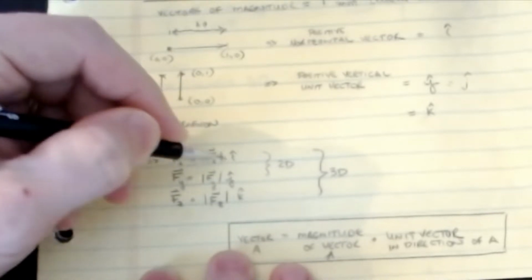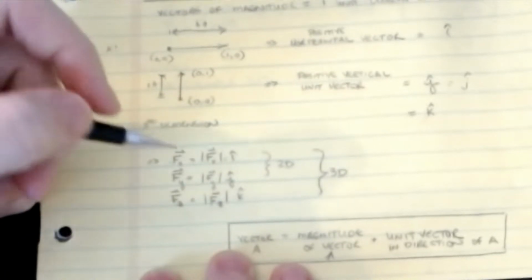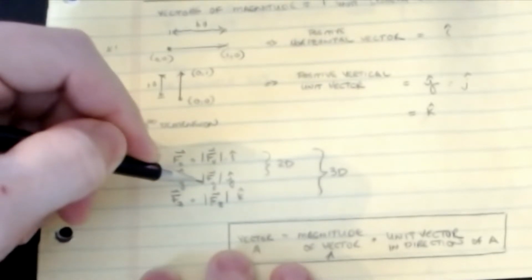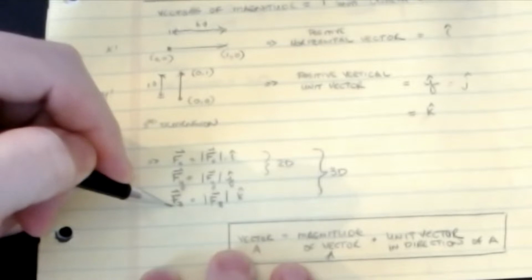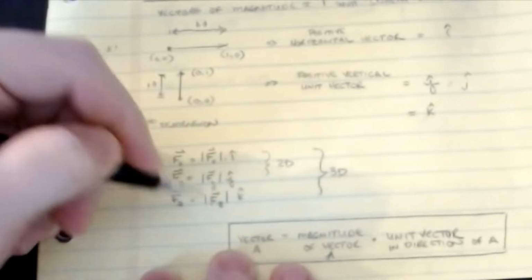So if we jump down here, then what that means is that my Fx vector is the magnitude of the x-direction component multiplied by unit vector i. In the y direction, it's the magnitude of the y component multiplied by unit vector j, and in the z direction, it's the magnitude of the z component multiplied by the unit vector k. And so those are the three methods that we have.